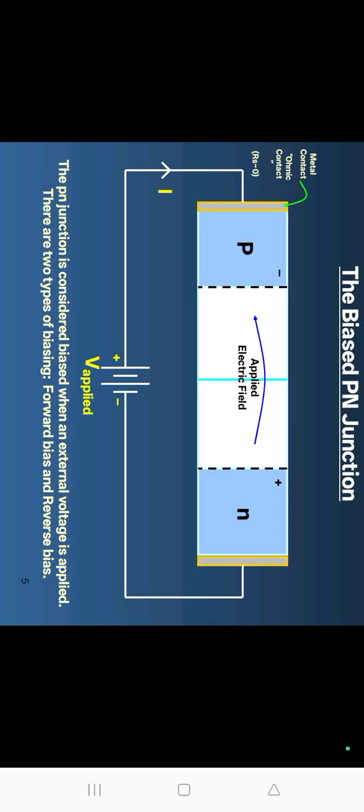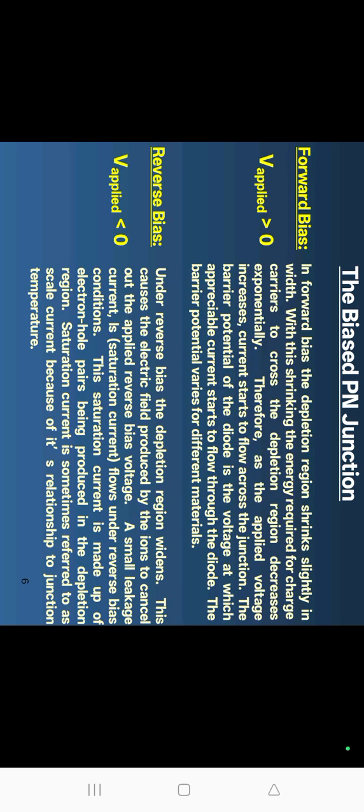Next is biasing in the PN junction. The PN junction is considered biased when an external voltage is applied. There are two types of biasing: forward bias and reverse bias. In forward bias, the depletion region shrinks slightly in width. With this shrinking, the energy required for charge carriers to cross the depletion region decreases exponentially. Therefore, as applied voltage increases, current starts to flow across the junction.